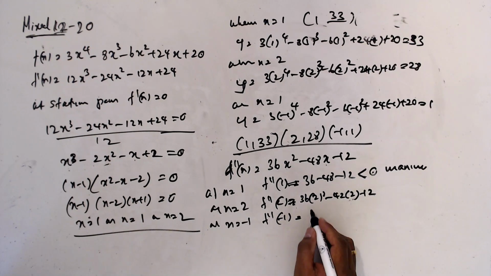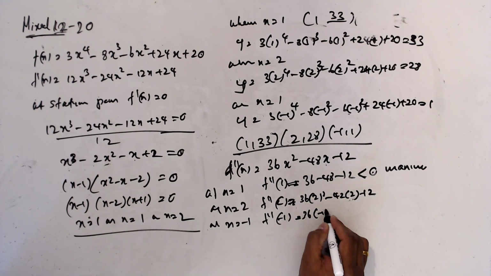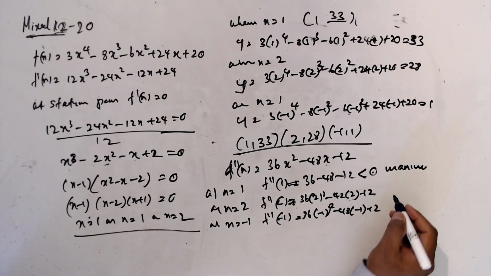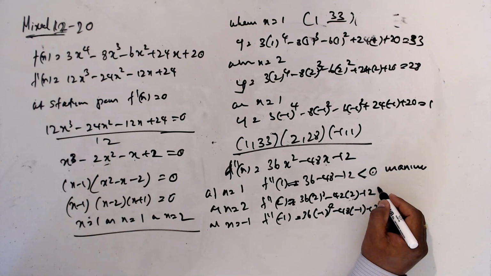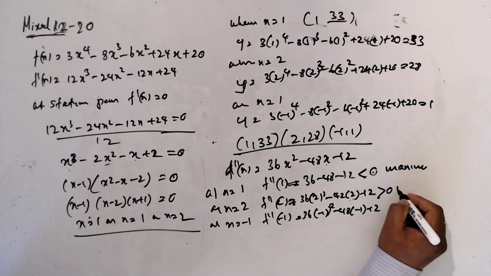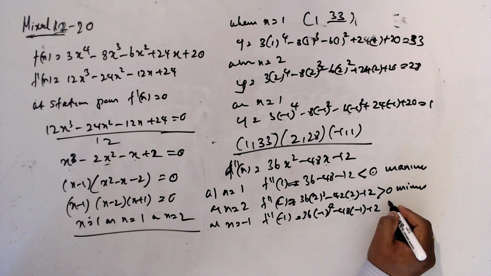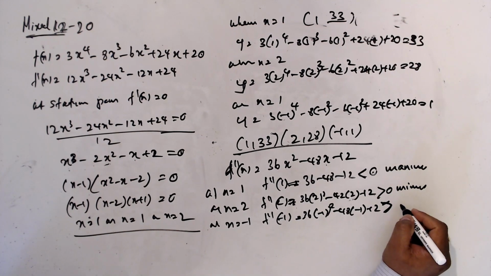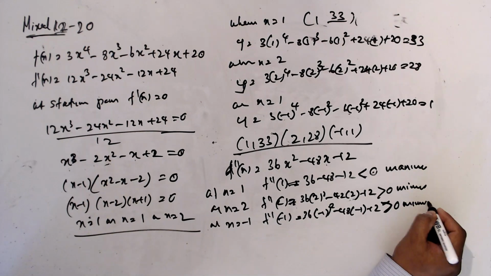So f double dash: 36 times minus 1 square, then 48 times minus 1, minus 12. Okay, this is actually greater than 0, so this is a minimum, and this is also a minimum.